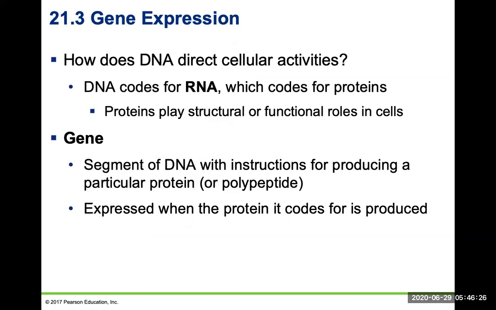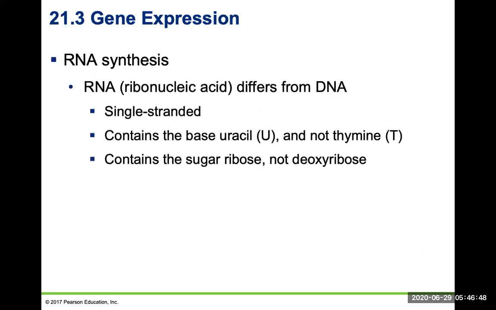How does DNA direct cellular activities? Well, the replicated DNA codes for RNA, which will code for proteins. And proteins are what play a very structural or functional role in each cell. A gene is a specific segment of DNA with instructions for producing a particular protein, and it is expressed when the protein it codes for is produced.